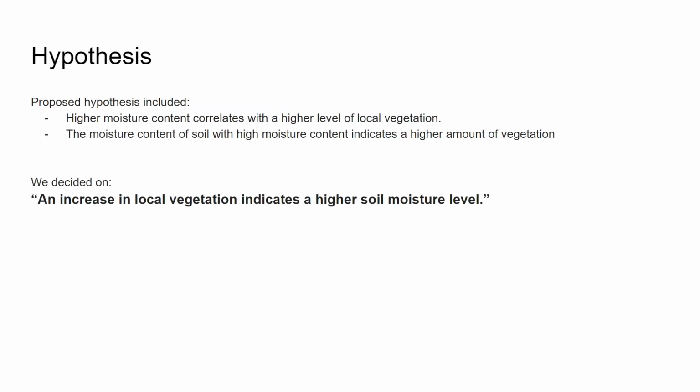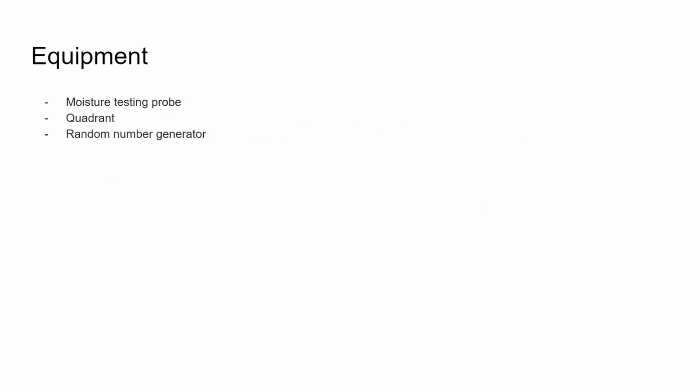So we had to devise a hypothesis as to how this worked, right? We looked at things like: is it the higher moisture content that correlates with a higher level of vegetation, or is it the moisture content of the soil indicating a higher amount of vegetation? But we eventually decided on "an increase in local vegetation indicates a higher soil moisture level," because this encompasses both of the aspects of the proposed hypotheses.